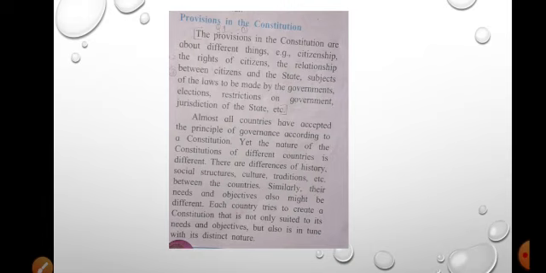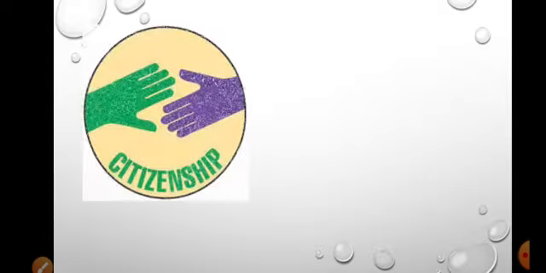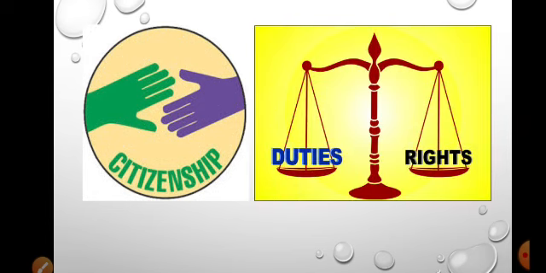What are the provisions in the constitution? Which provisions are important in the constitution? They are citizenship, the rights of citizenship, the rights of the citizens. We all are citizens. Citizen means all the people living in India are called Indian citizens. So the provisions in the constitution are citizenship and the rights of the citizen.